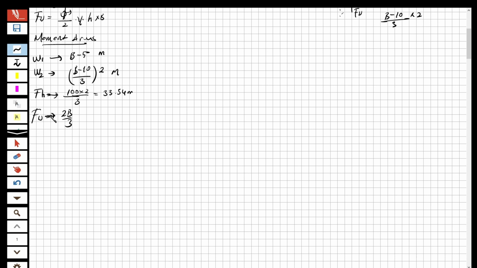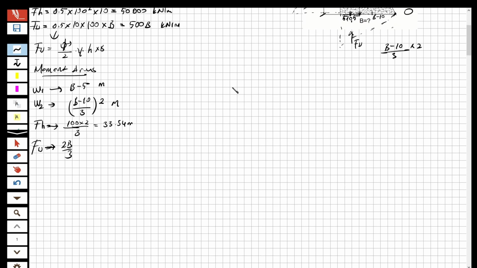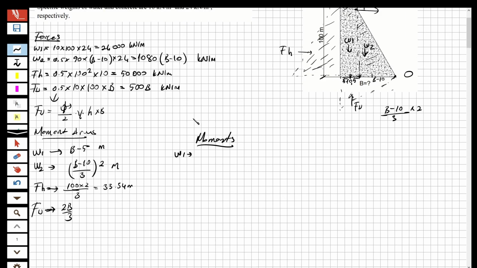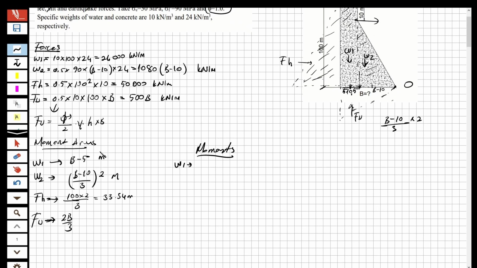So now let's multiply them, and then we are going to obtain the moments. I'm going to write the moments here. For the first force, W1, we multiply this force by its own moment arm. So this is going to be 24,000 B minus 120,000.